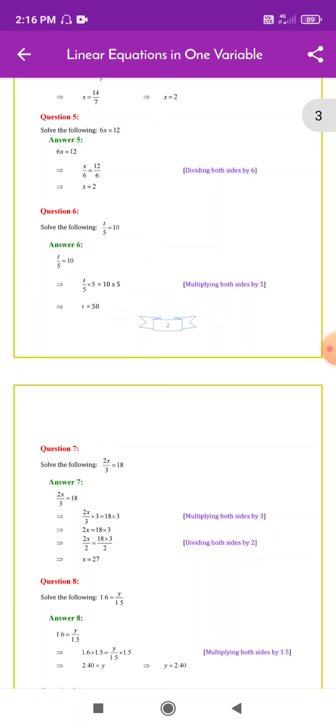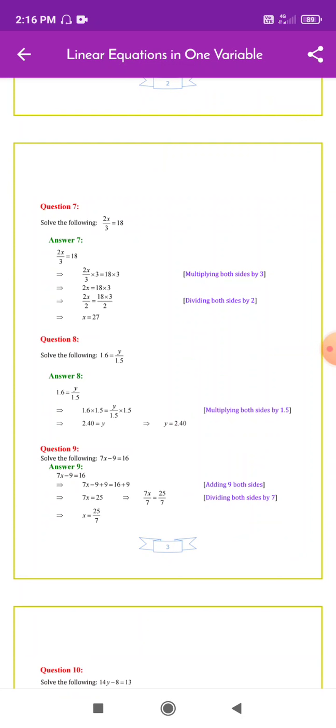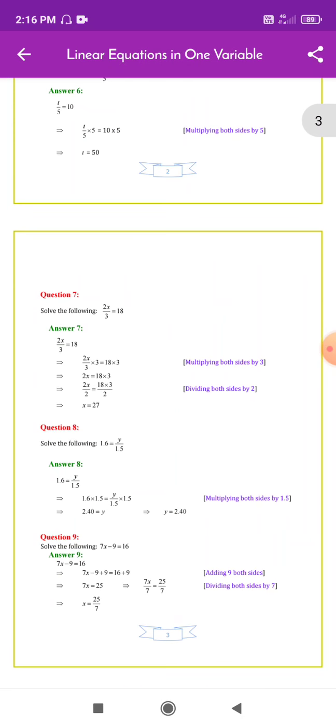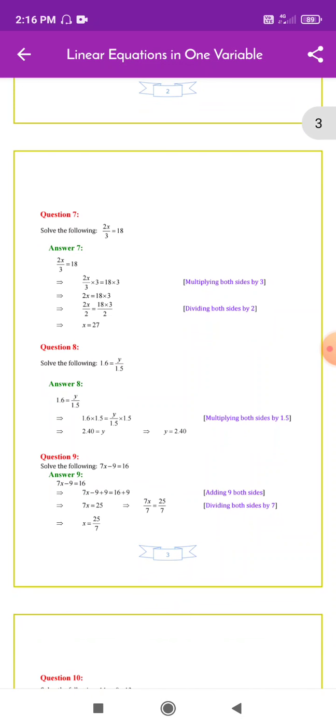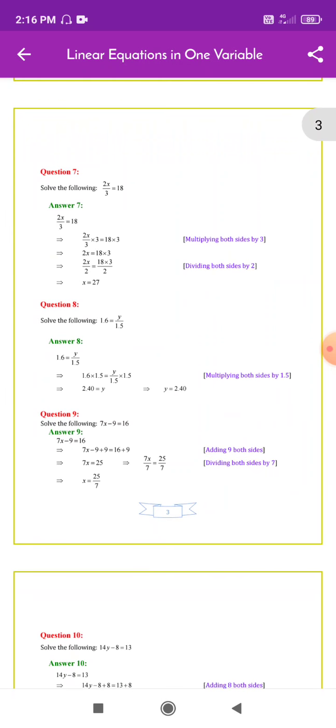Okay students, now see question number 7. Question number 7 is the same as we had done here also. Here also we have to just shift. If we shift this number 3, it will become 18 into 3. So we will just multiply both the sides by 3. Multiplying both the sides, we will get 2x equals to 18 into 3. After that, if we have to shift to this side, it will become divide. So we have to divide on both the sides, that is 2x upon 2 and 18 into 3 upon 2.